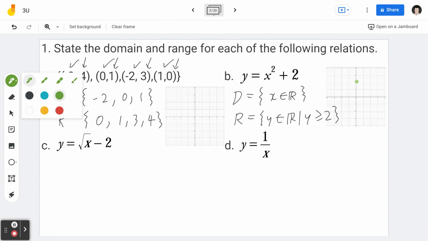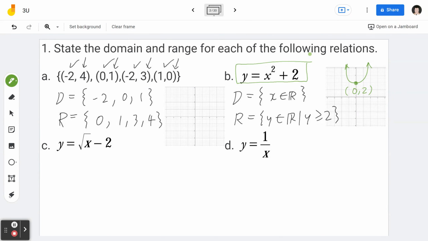If I think about y equal to x squared plus 2, by the way, it's basically going to be a function that opens up with a minimum at 0, 2. So notice by graphing this, you can quickly see that, yes, x can be an element of real numbers, and yes, y could be anything as long as it's greater than or equal to 2.